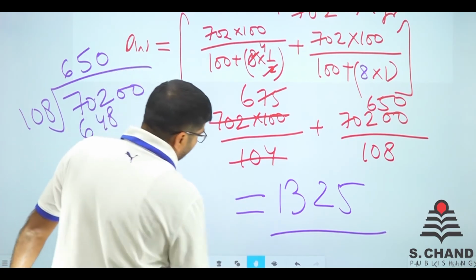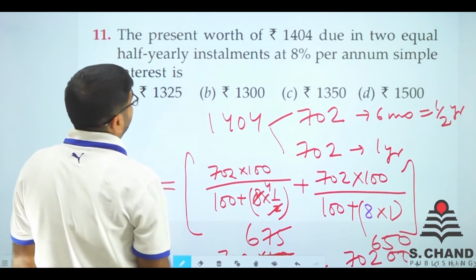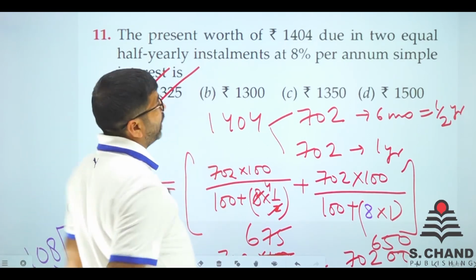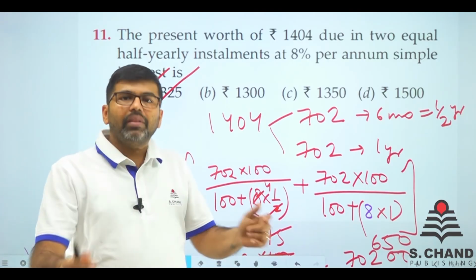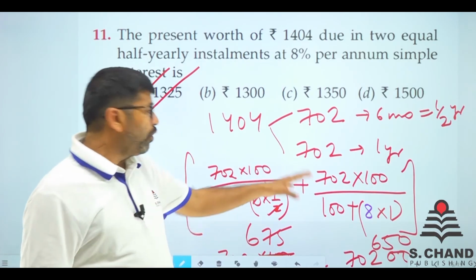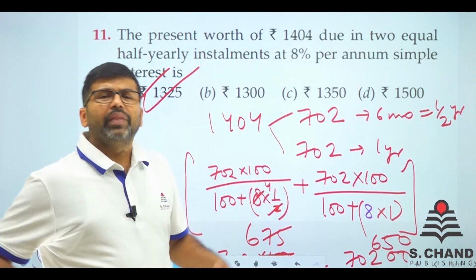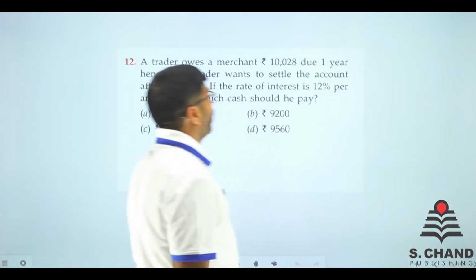So what exactly is the present worth? The present worth is 1325. Here we go, we got the answer. Bingo. Simple question, simple calculation, and here you go. Very simple calculation. Don't panic about these big numbers. These will go very easily. Okay, we move on to another question.